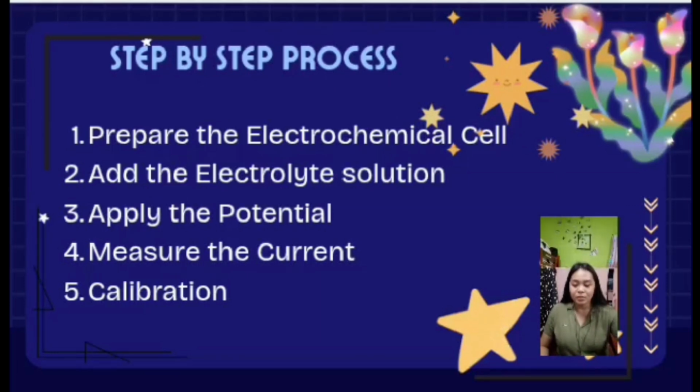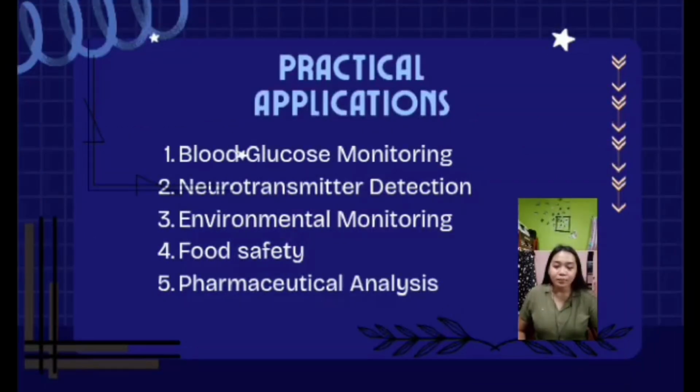Fourth one is to measure the current. Record the current flowing between the working and auxiliary electrodes. This current is directly proportional to the concentration of the analyte. And lastly, the calibration. Create a calibration curve using standard solutions of known concentrations to quantify the analyte concentration in the sample.